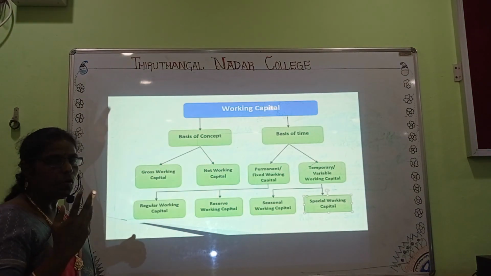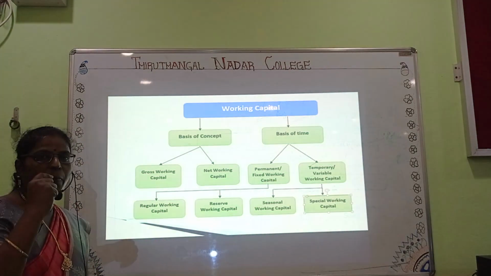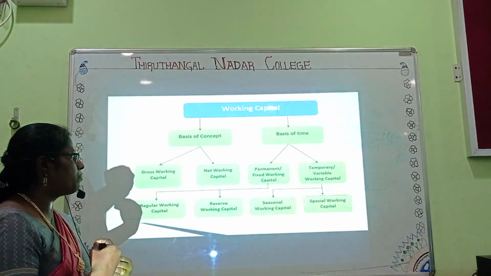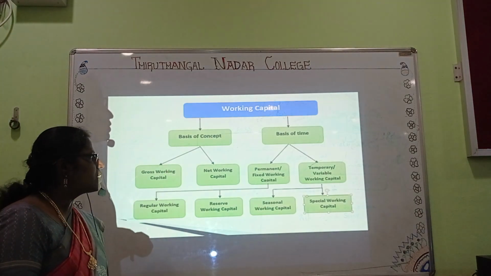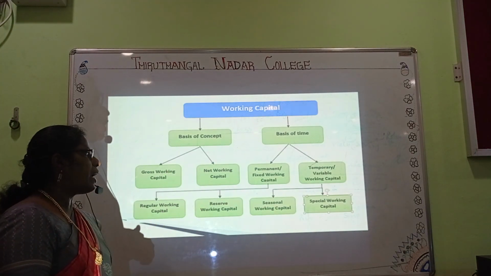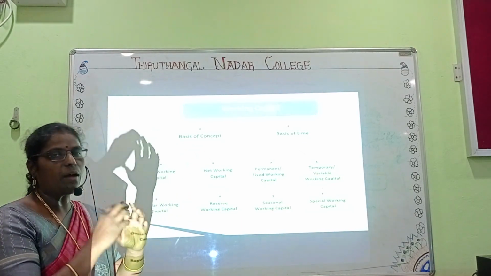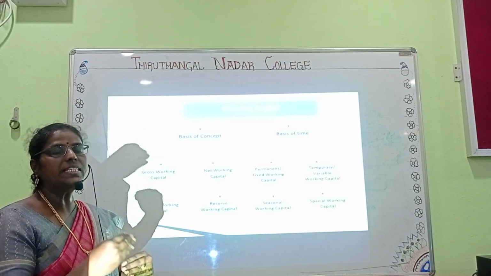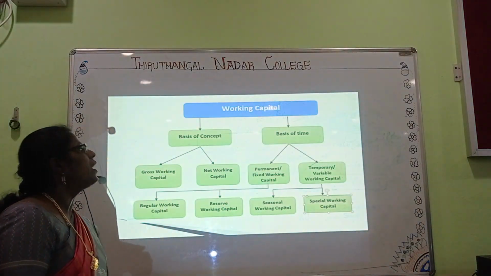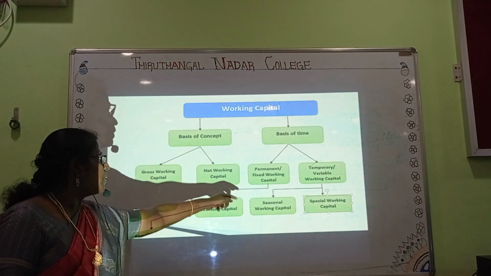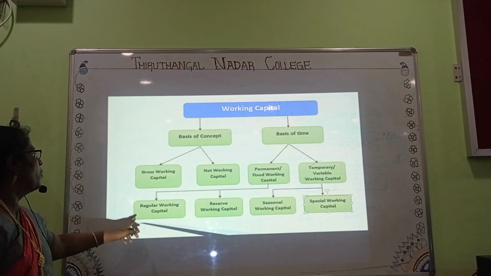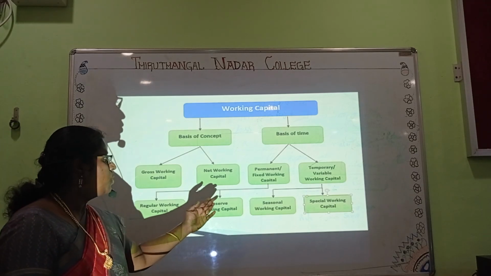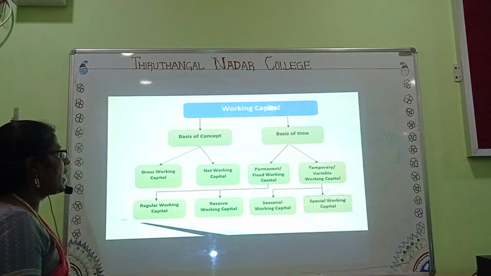From the name itself, you can understand the meaning of working capital. A particular amount of money is required permanently for the smooth running of the business. That part of capital is called fixed working capital. And variable working capital means a particular amount of capital that is not needed regularly by the business. It depends upon the situation. We need some extra amount, and that amount of capital is called variable working capital. And again, permanent or fixed working capital is divided into regular working capital and reserve working capital. Temporary working capital is again classified into seasonal working capital and special working capital.